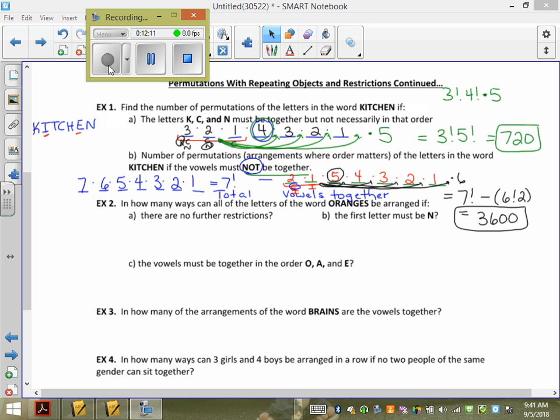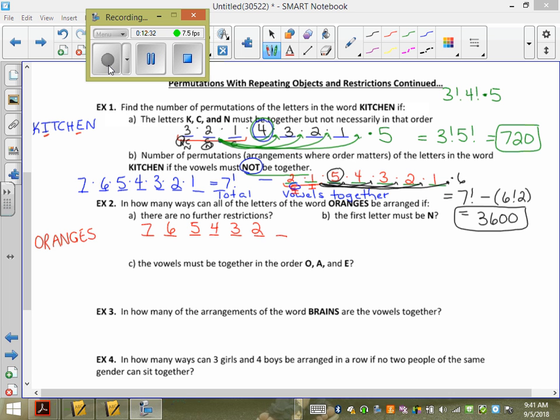So we look at the word oranges. Are there any doubling or tripling? Nope. So there are no further restrictions. We need to arrange it. So how many letters are in oranges? We have 7, then 6, then 5, then 4, then 3, then 2, then 1. Or 7 factorial, which is?